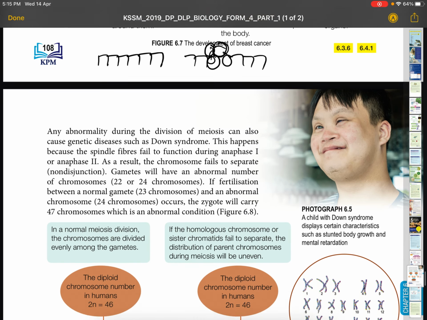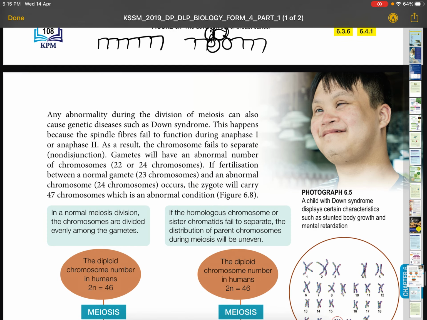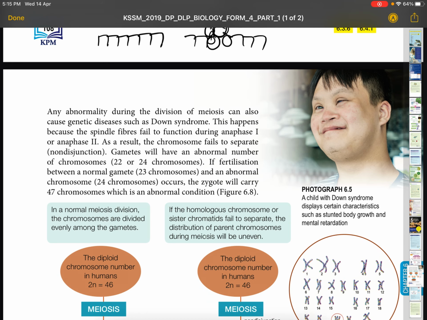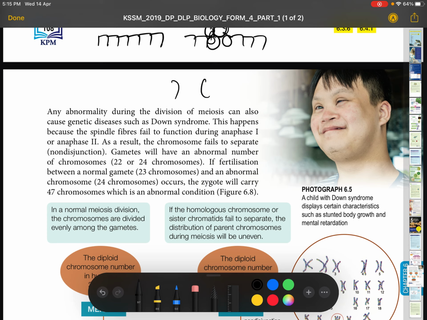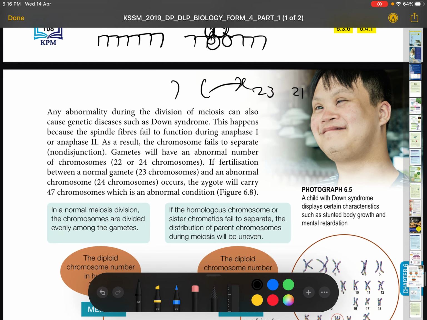Other types of cell division problems include meiosis problems, which is when meiosis goes wrong, it can cause Down syndrome. Down syndrome happens when during anaphase 1 or anaphase 2, one of the spindle fibers fails to contract. When that happens, instead of splitting, the whole thing moves together. So one part has 24, the other has 22.